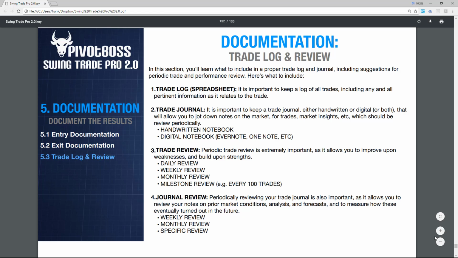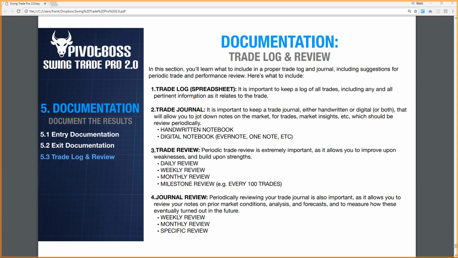In this case, for a trade log, like a spreadsheet, again, you're putting just the most important, pertinent information there. You can have all this data-mining stuff you want, but if you're not going to do it, then it's of no use. You can't use it. So over here, a trade journal. It is important to keep a trade journal, either handwritten or digital or both, that will allow you to jot down notes on the market for trades, market insights, etc., which should be periodically reviewed.